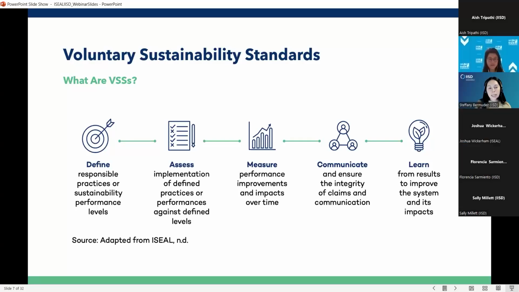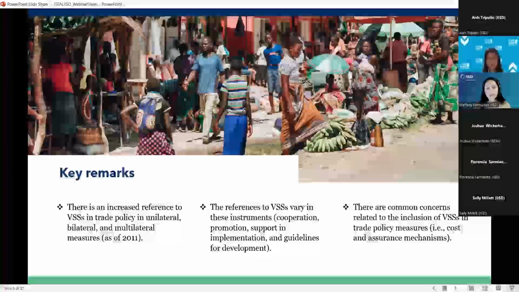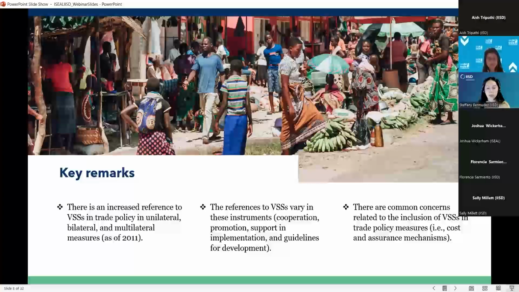And next slide, please. So our research shows that these standards are integrated into unilateral, bilateral, and multilateral measures and are being referenced following different intentions. Cooperation and promotion, other actors are using them to support the implementation of trade instruments or to develop guidelines for its development. Some common concerns across policy instruments are the cost for producers and operators and the effectiveness of their assurance mechanisms. But we will discuss these and other challenges during the presentation.